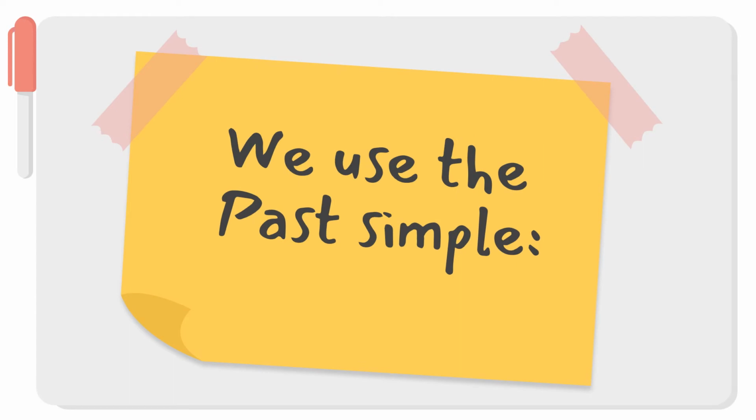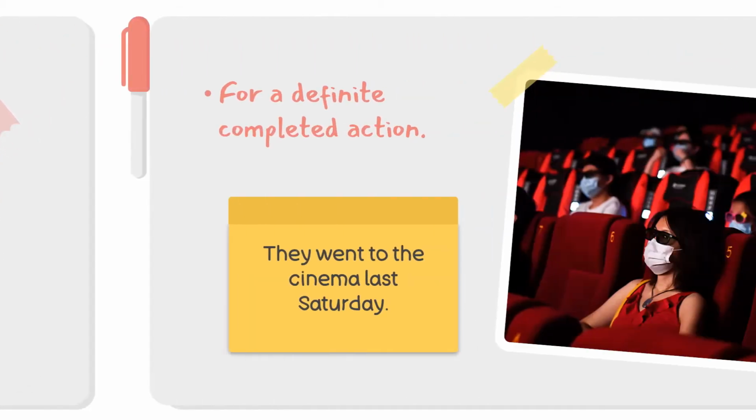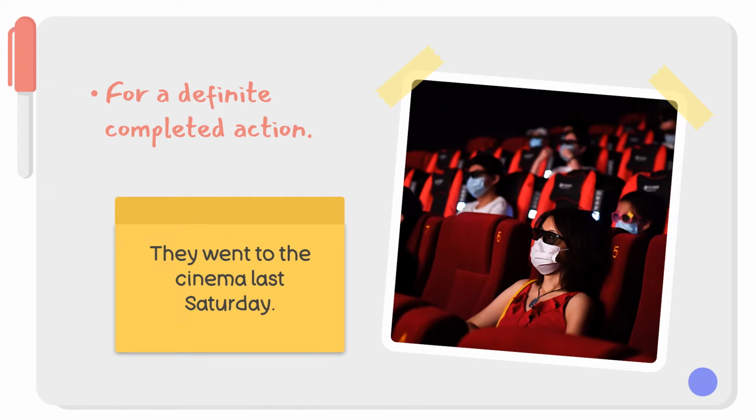Now, let's take a look at the uses of the past simple. We use the past simple for a definite completed action. The past simple describes an action which began and ended at a definite time in the past. It can last for a long time or for a very short time. It can happen only once or many times. The time when the action was made is important.